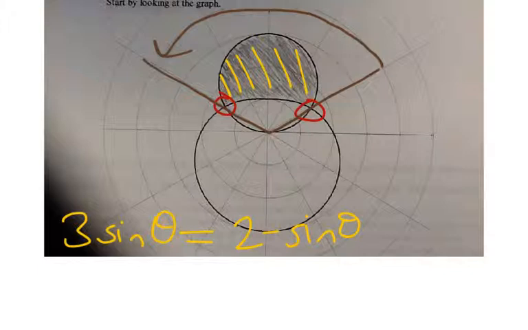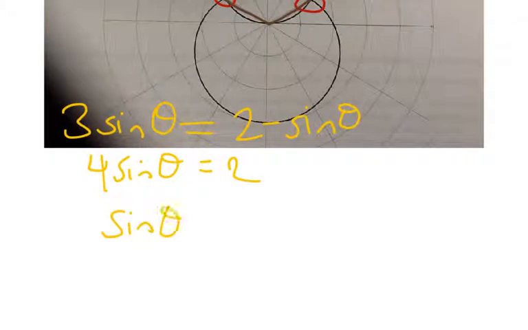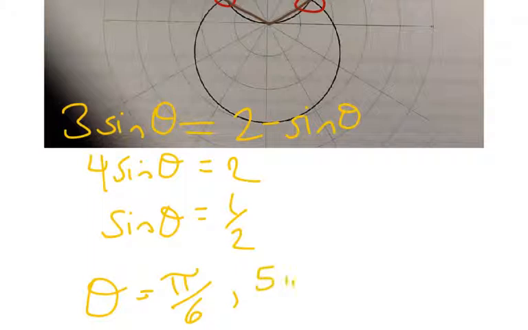If we do a little bit of arithmetic here, and add sine theta to both sides, we get 4 sine theta equals 2, or sine of theta equals a half. From our special right triangles, we're just looking for the first 2 occurrences of this. We should know that sine of pi over 6 is 1/2. That's our first quadrant angle. Our second quadrant angle is pi minus pi over 6, or 5 pi over 6. Those give you the theta values for the points of intersection of those two curves.